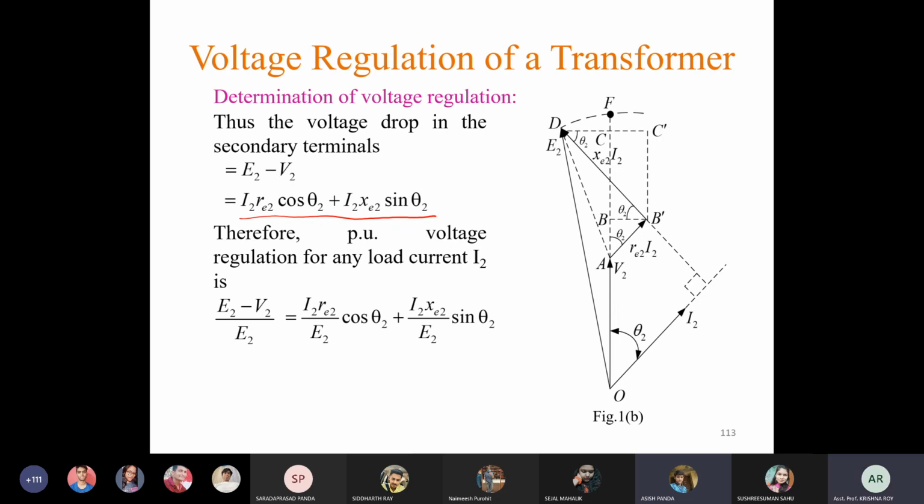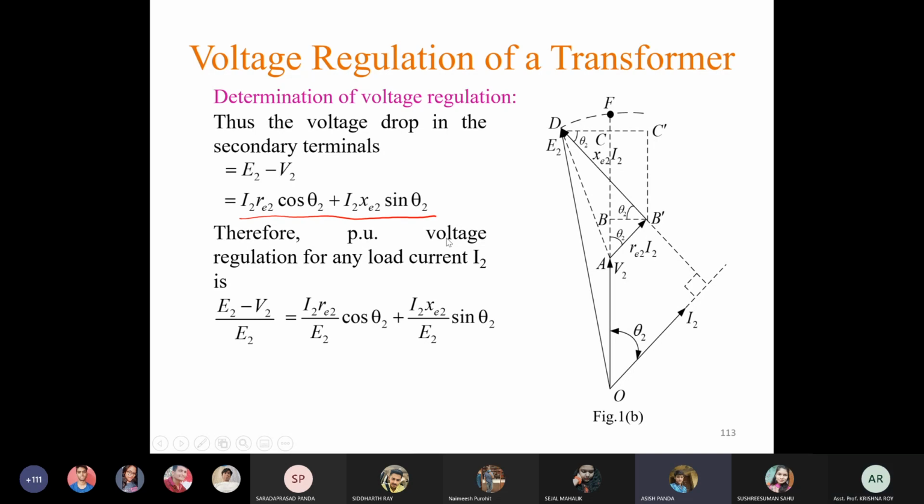Now the question is, can we calculate voltage regulation using this expression? No. If theta 2 is not known, and I2 and E2 are not measurable, then still we cannot use this expression. We need something more, isn't it? So theta 2 we don't know.